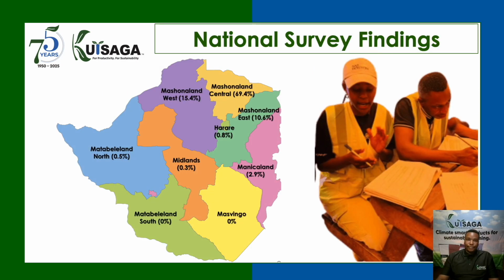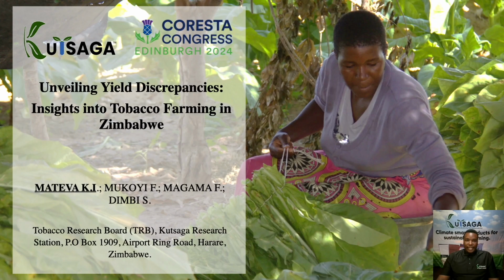So I'm going to share some of those insights. Basically, it was a national survey where we were looking at knowledge, attitudes, as well as practices of our tobacco growers in Zimbabwe. The picture on the left, the Zimbabwean map, is showing you the regions that we were able to sample. So those are farmers, or tobacco growers, coming from different regions in Zimbabwe.